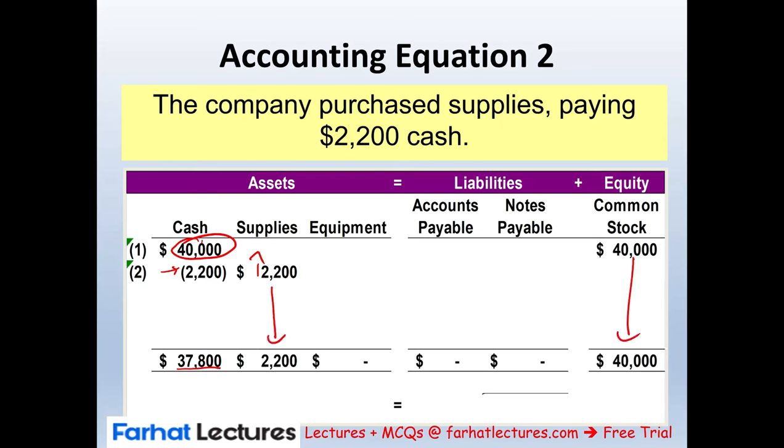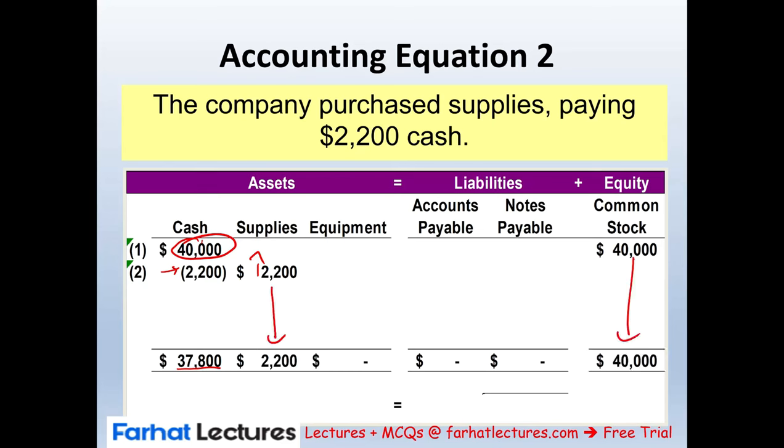Let's take a look at this transaction. Farhat Lectures pays $1,000 as a partial payment for supplies purchased in transaction 4. I'm going to go back to transaction 4 and show you what happened. If you don't remember, we purchased supplies from Office Supplies, I believe, worth $5,100. We made a partial payment. Did we pay the full amount? No. We paid $1,000 of the $5,100.